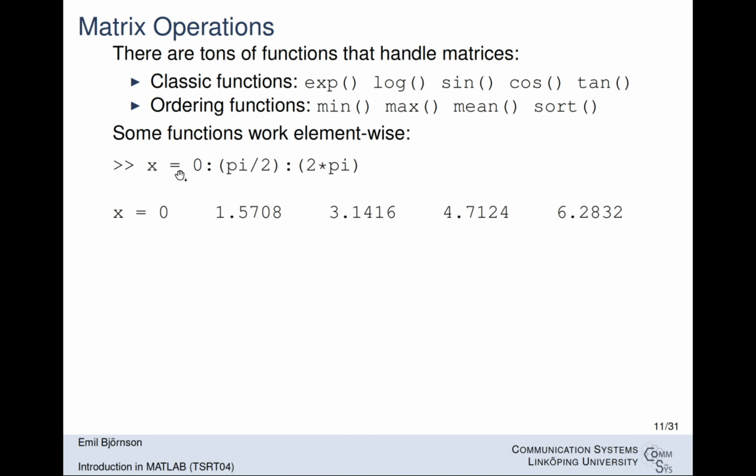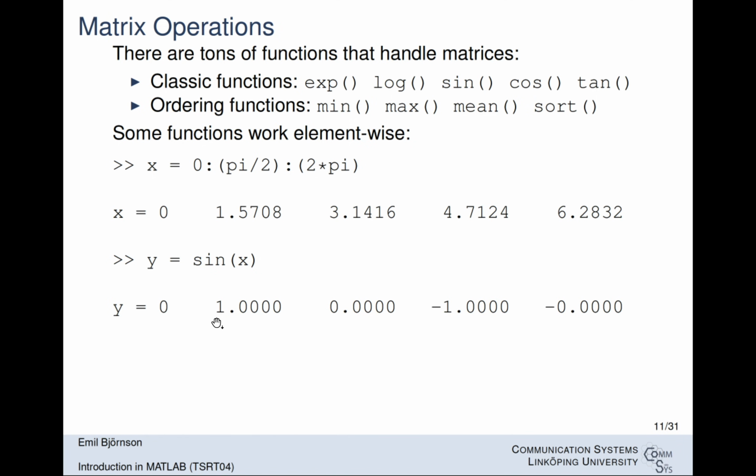Some functions work element-wise. In those cases, you create here x is equal to 0, and then you go pi over 2 up to 2 pi. So then you get these numbers. 0, this is pi over 2, pi, 3 pi over 2, and 2 pi. If you then put those numbers into the sine function, what you are going to get is that you compute the sine for different values. The sine of 0 is 0. The sine of pi over 2 is 1. Pi is 0. 3 pi over 2 is minus 1, and 2 pi is minus 0.